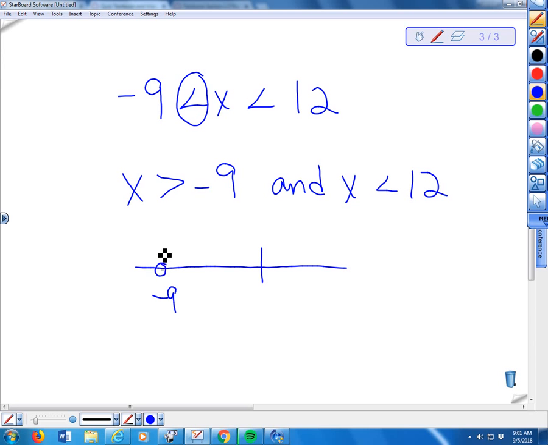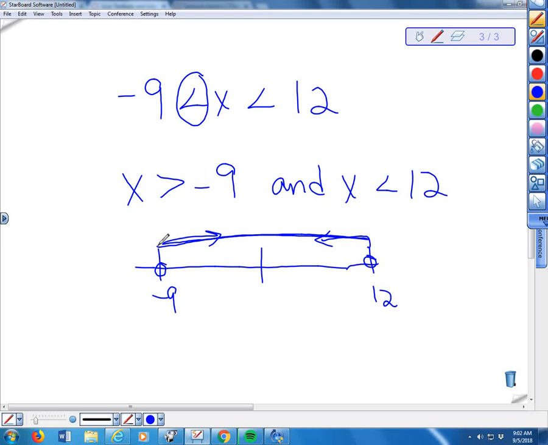To graph this, I would put an open circle because it's not or equal to. And I would have 12 out here with an open circle. And it's greater than negative 9, so every number greater than negative 9 is going to go this way, and less than 12 this way. So it's going to be between these two numbers. So an AND compound inequality is always going to be filled in between the two numbers. Make sense?